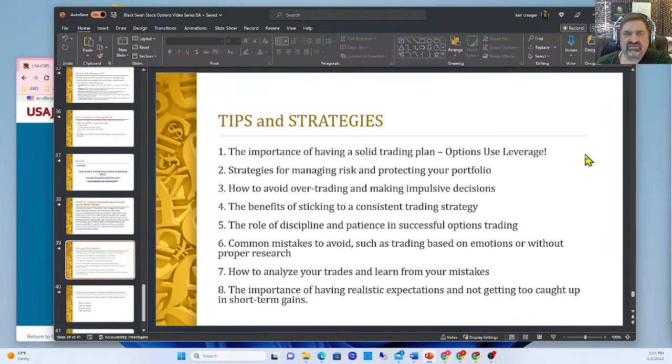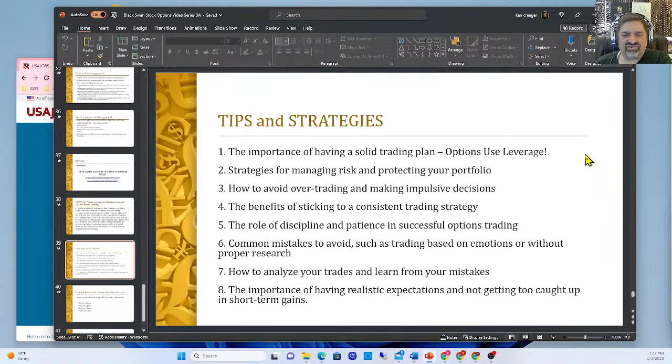Avoid trading based on emotions. We have a lot of biases built in, right? We like certain things or we don't like certain things. And maybe try to understand what your biases are and make adjustments so that you try to avoid that.